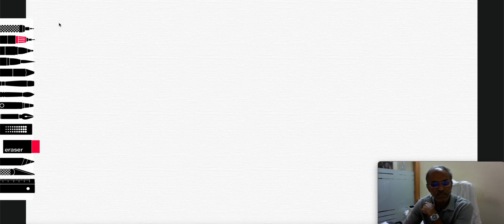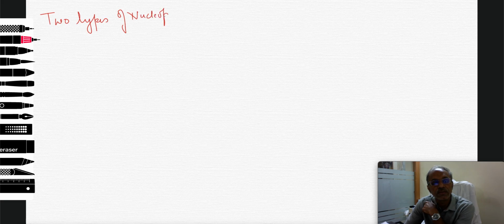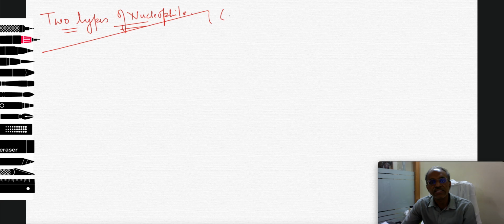Now we will see there are basically two types of nucleophile. First is neutral. As an example, I had told you nucleophile examples were OH minus, then CN minus. Right? Now, two types of nucleophile.